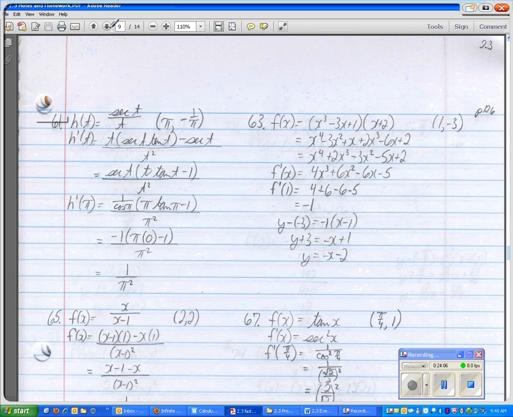So, quotient rule. So h prime of t equals the bottom, t, times the derivative of the top, and the derivative of the secant of t is the secant of t times the tangent of t, minus the top, so minus the secant of t, times the derivative of the bottom. Well, what's the derivative of t? What's the derivative of x? 1, so what's the derivative of t? So times 1, right, over the bottom squared.